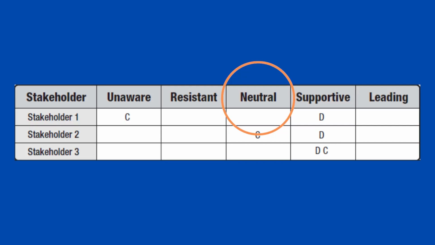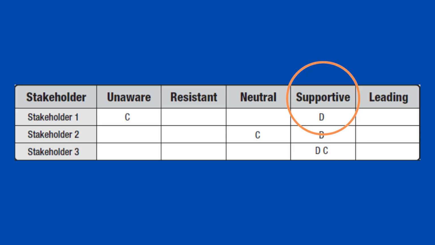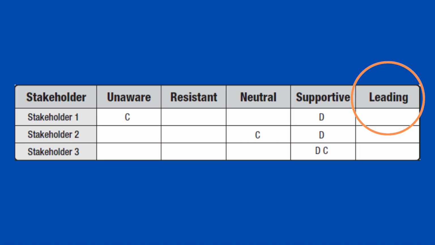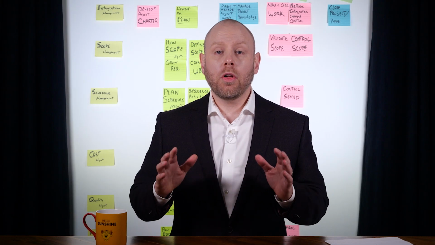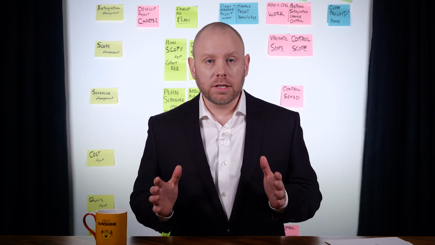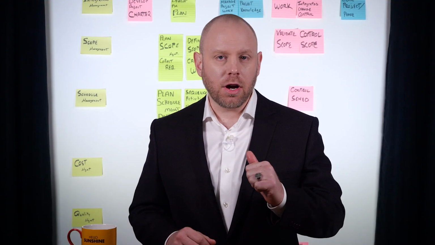Neutral. They are aware of the project, but not supportive or unsupportive. They just don't care. Supportive. They are aware of the project and potential impacts or outcomes and are supportive. Leading. Aware of the project and potential impacts or outcomes and are actively engaged to ensure project success. With all this data and analysis, we will conduct meetings and make decisions prioritizing various stakeholders, with the highest influence stakeholders at the top of our list.